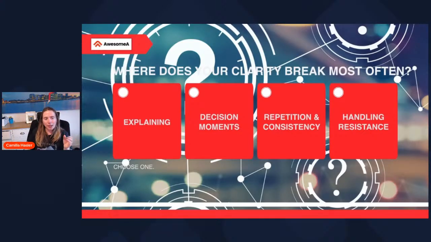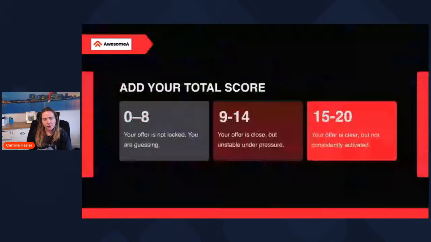Is it explaining your pitch? Is it the key decision moment of asking and inviting your buyer to work with you? Is it the repetition and the consistency of your pitch each time? Or is it where you are handling some resistance from your buyer? So these are the 4 key major areas that are crucial and important. Let's consider where currently your pitch clarity is breaking. Is it the explaining, the decision moments, the repetition and consistency, or the handling of resistance?